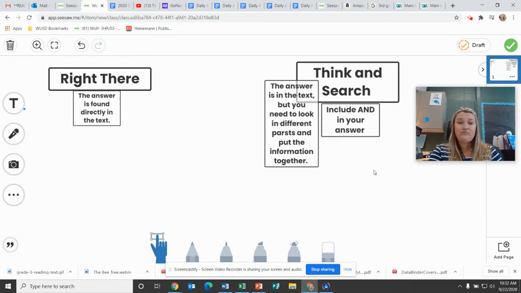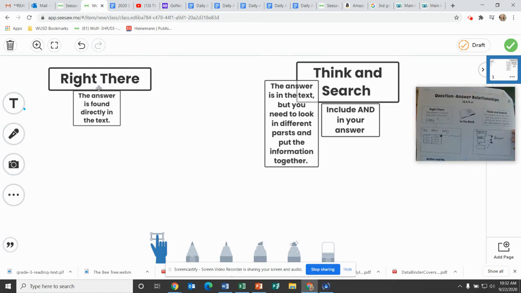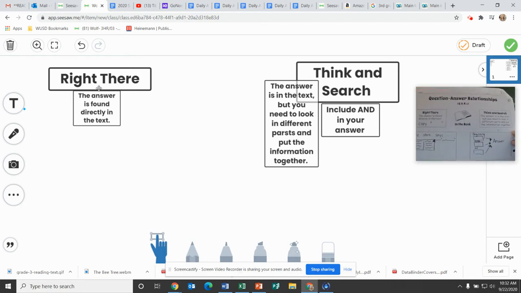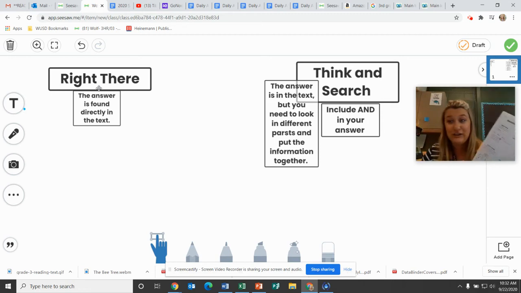Just like that. So we have right there, the answer is found directly in the text, think and search, and you will see both of those there. Right there, you are literally pointing to it and sometimes copying exactly what it says. Think and search, you're going in multiple spots to get your answer. Does that look familiar? It should.